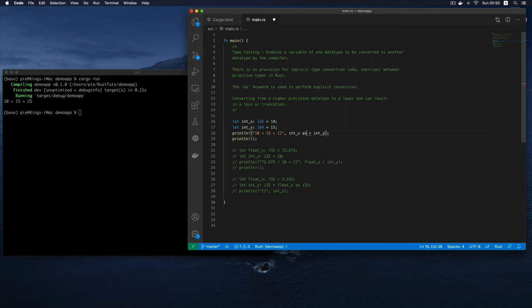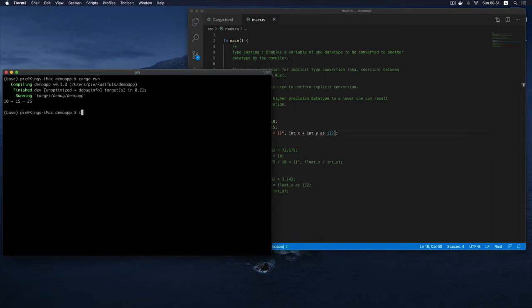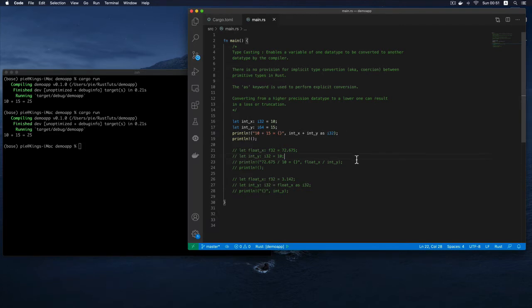Another thing we could have done was, instead of casting S to i64, we could also cast Y to i32, like I'm doing here. And so the result is also going to be an i32, because it is an operation that is happening on two i32s.